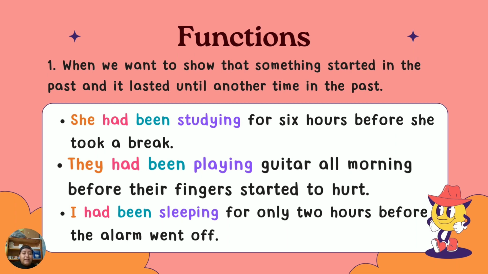complement. Next example, I had been sleeping for only 2 hours before the alarm went off. The alarm went off, but before this, I had been sleeping for only 2 hours. The subject, I, the auxiliary verbs, had been, and the main verb with the ing termination, sleeping.